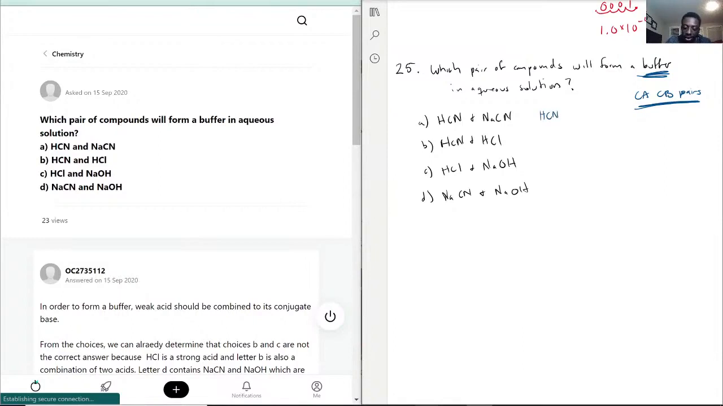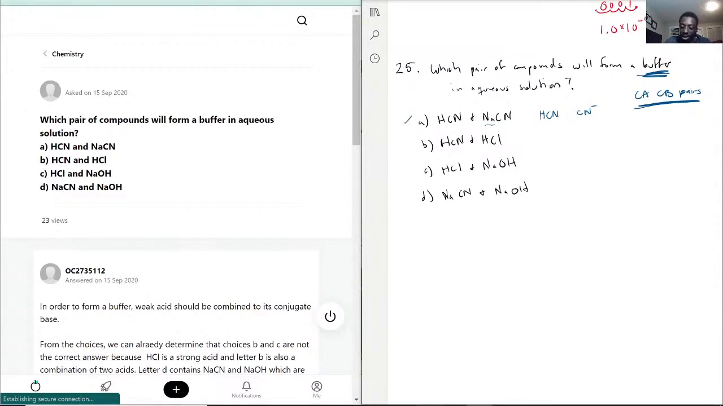And remember, NaCN, the sodium dissociates, moves around freely, so we just have CN minus left. HCN, CN minus. That's a conjugate acid-base pair, as clear as it gets. So this one actually works. So now let's look at the rest of them, okay?